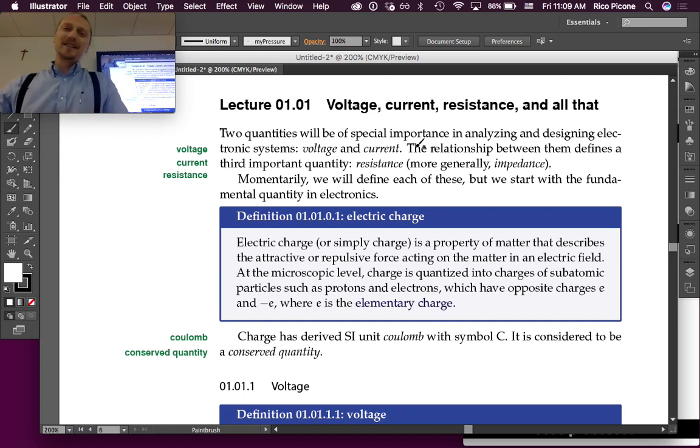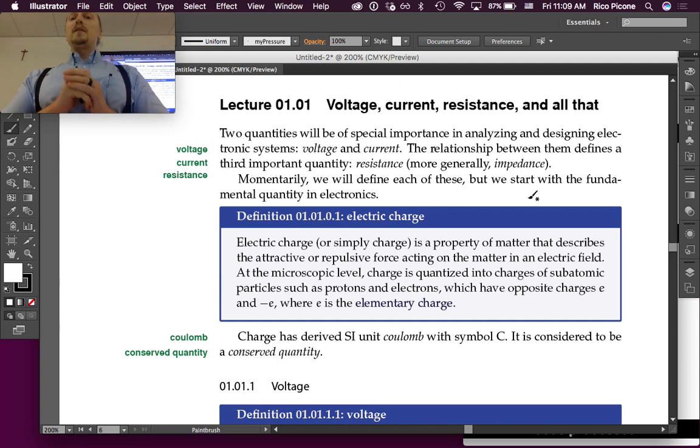Voltage, current, resistance, and all that. Two quantities will be of special importance in analyzing and designing electronic systems. I know, you're surprised. They're voltage and current. The relationship between them defines a third important quantity, resistance, or more generally, impedance. We're not going to talk about impedance until next week, but resistance is sort of the first approximation of that.